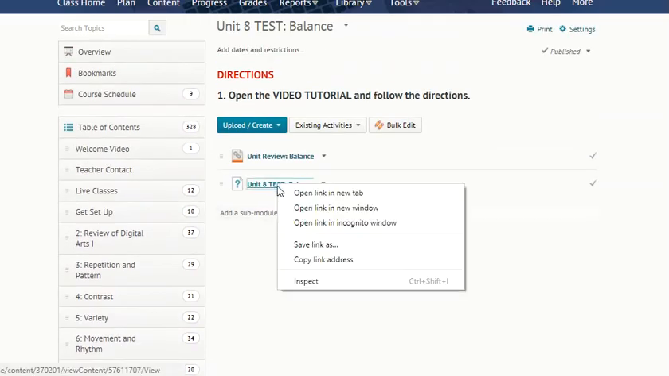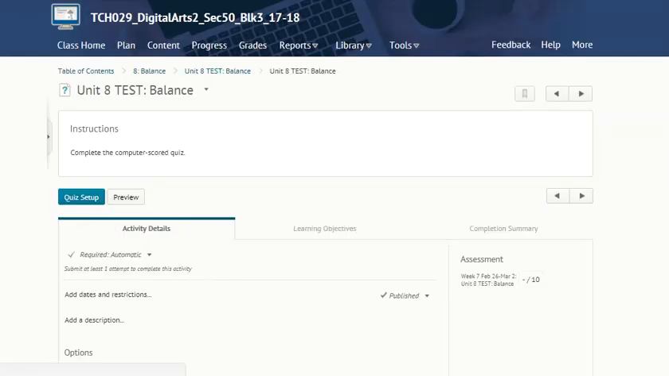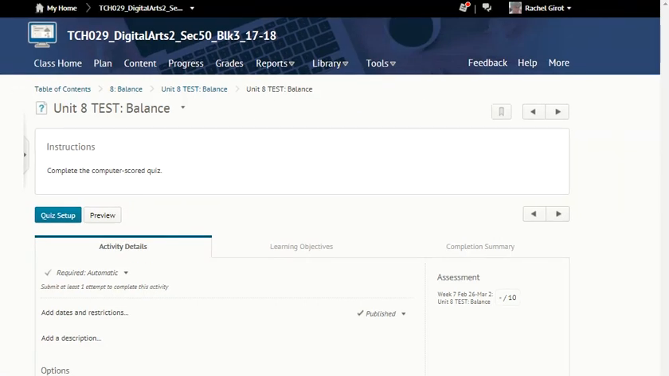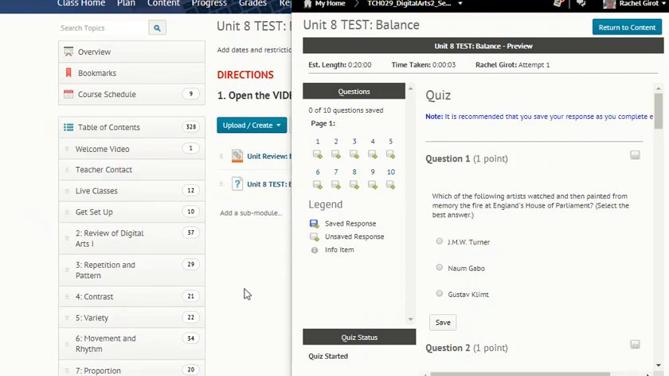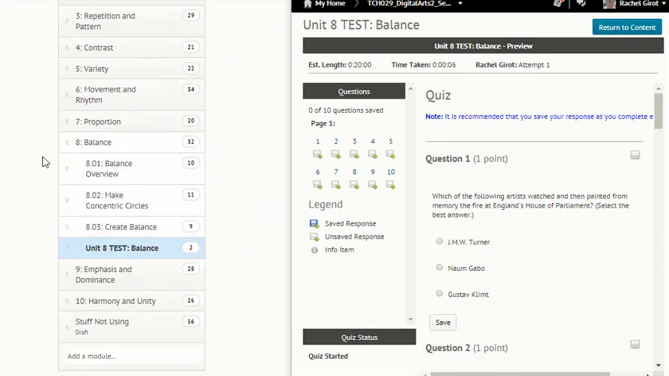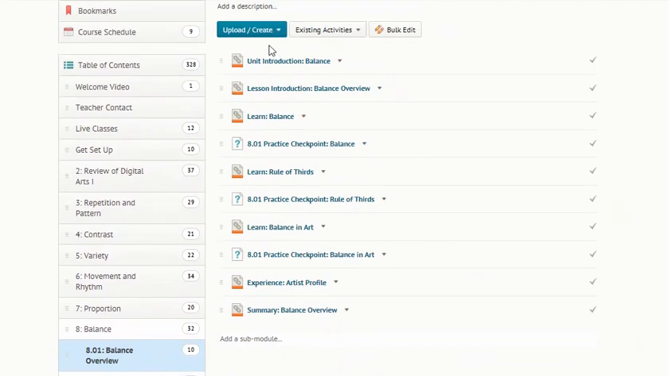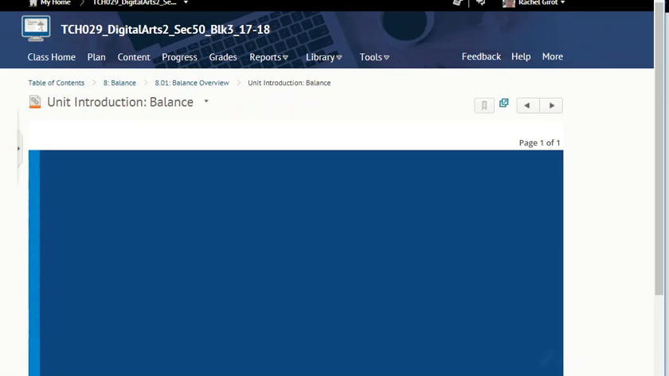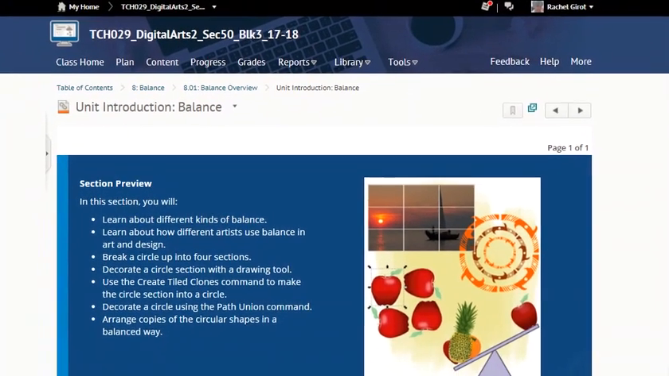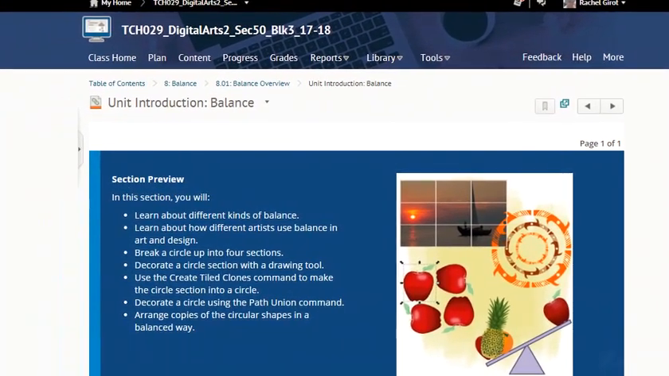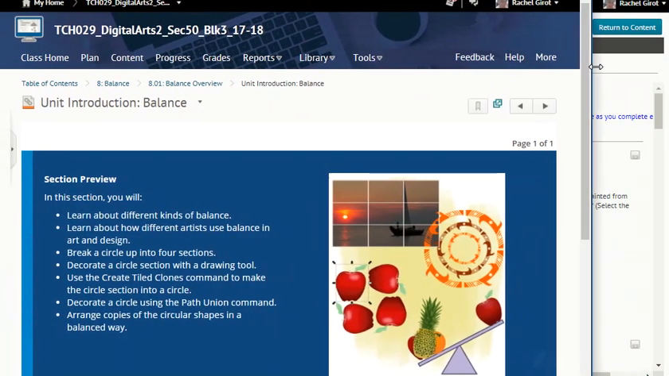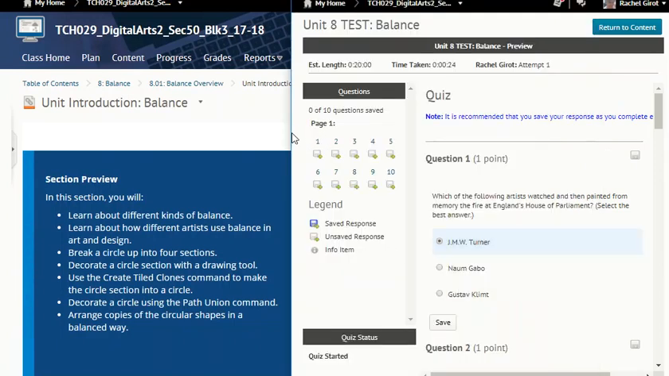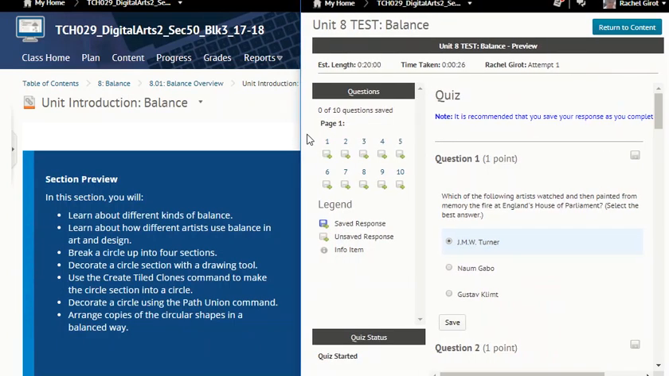Under balance, right click on your test, open the link in a new window and size it down. Whoops. Start that quiz and then head over to the Unit 8 content balance and click on the unit introduction. Size that window down. Perfect. Okay, so let's read our questions, shall we?